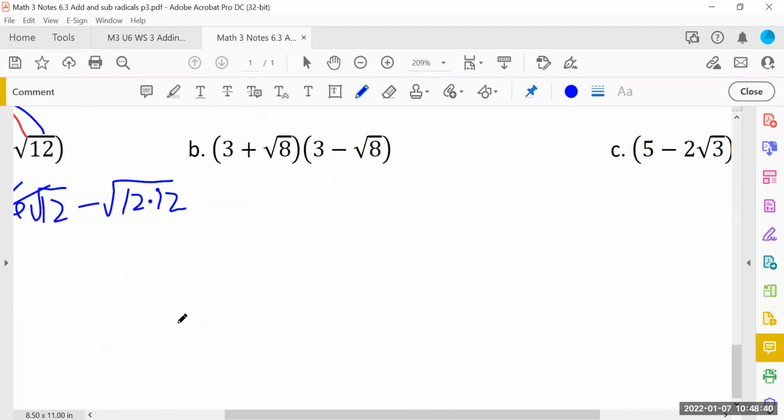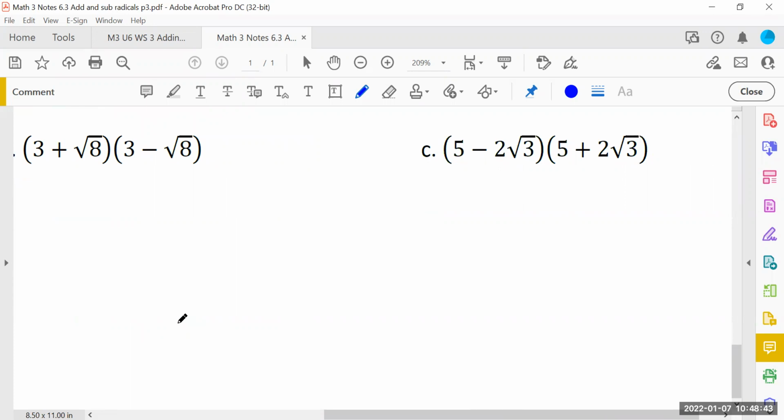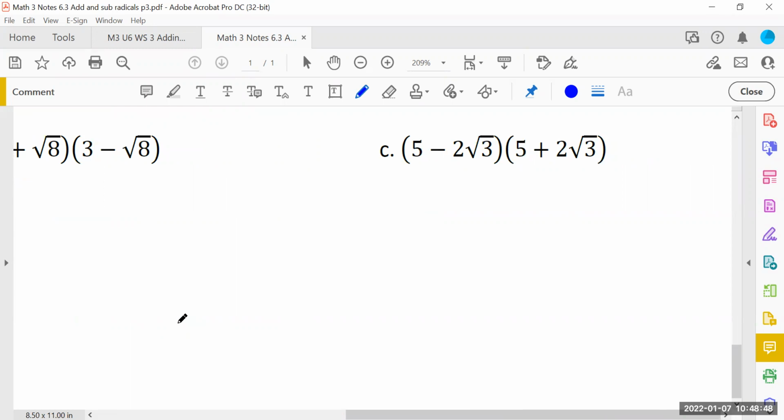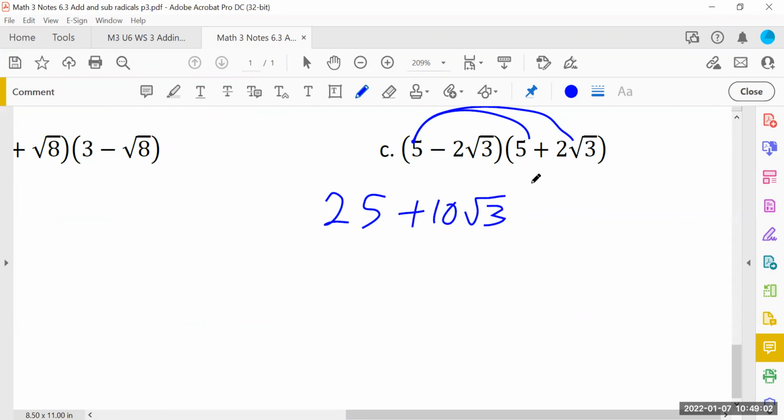So real fast, last example here, and then you'll have a few minutes to do some homework problems. Look at letter C. Skip letter B. It's exactly the same as what we just did. Look at letter C. 5 times 5 is 25. 5 times 2 root 3, 5 times 2 is 10 root 3, right? The numbers on the outside get multiplied together. The numbers on the inside get multiplied together. So in this case, it was just 5 times 2 is 10. Here, -2 root 3 times 5 is -10 root 3.